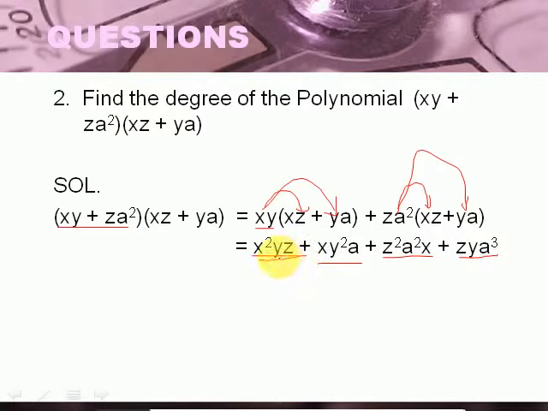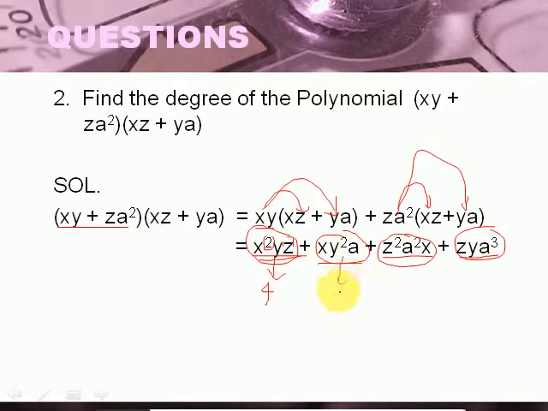Correct. Here, let us again try finding the power of each term. This is one term, this is another term, this is another term, and this one is also another term. Here, what is the power of this variable? It is 2, which is the power of x, 1, which is the power of y, and 1, which is the power of z. So 2 plus 1 plus 1 is 4. So the power of this term is 4.